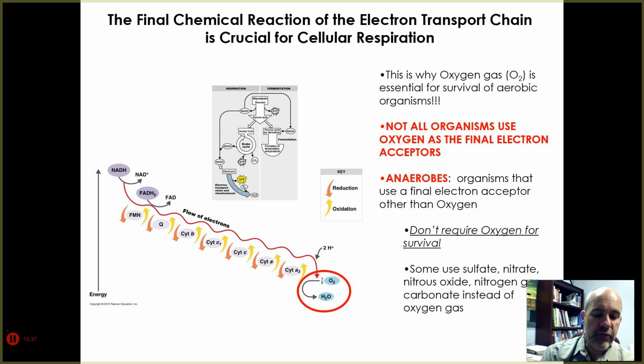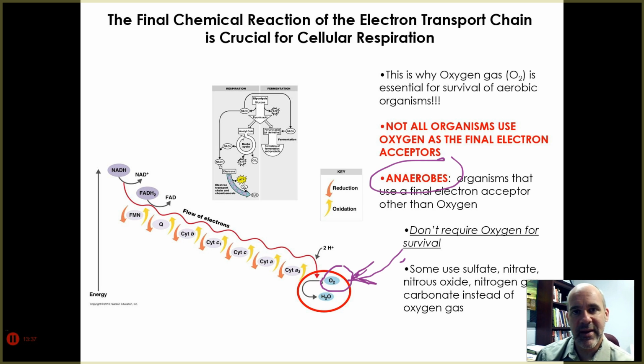All right. Now, do all organisms that do cellular respiration and run an electron transport chain use oxygen gas at that last step? Absolutely not. Anaerobes, organisms that are capable of doing anaerobic respiration, substitute something else for the O2. So they don't require oxygen gas. Remember, we studied these kinds of creatures in Chapter 6.